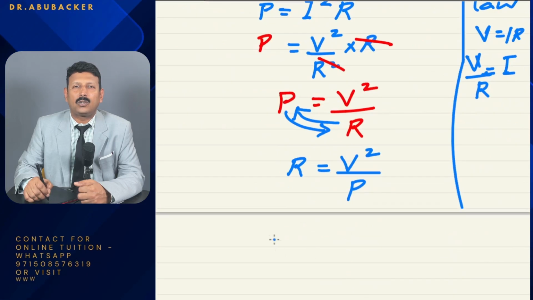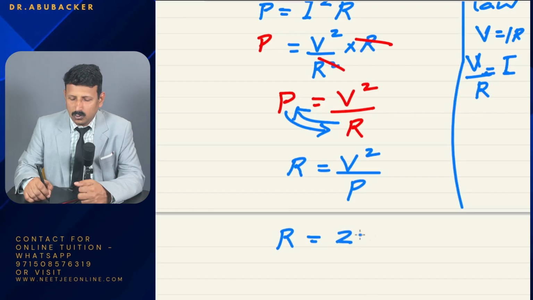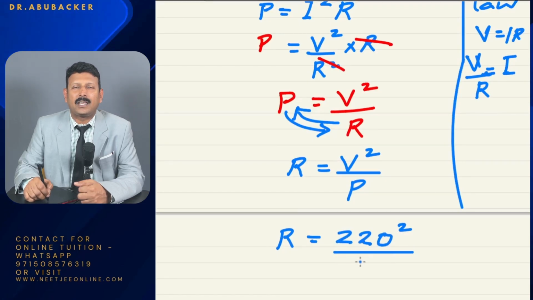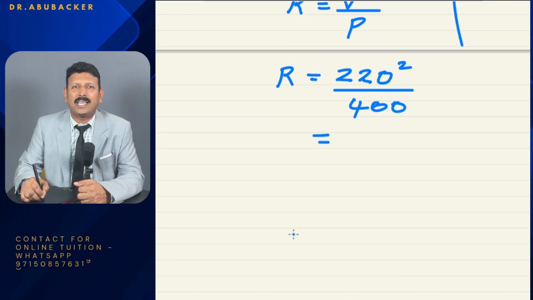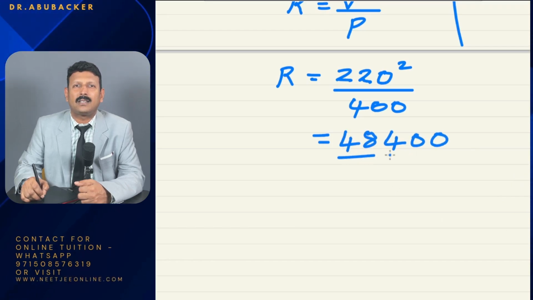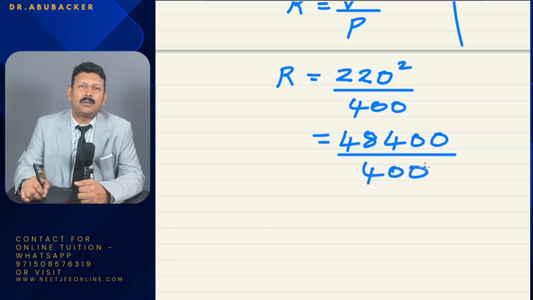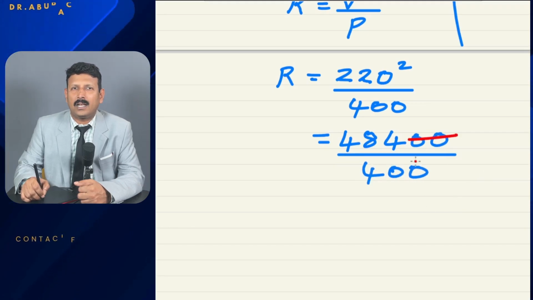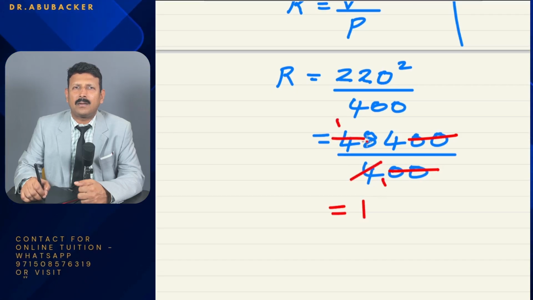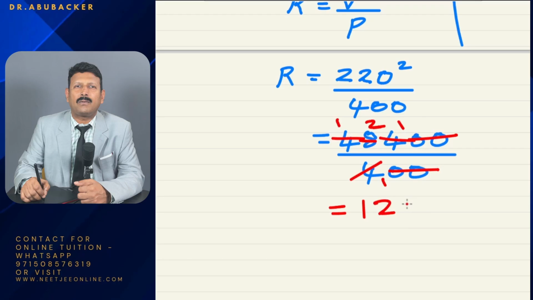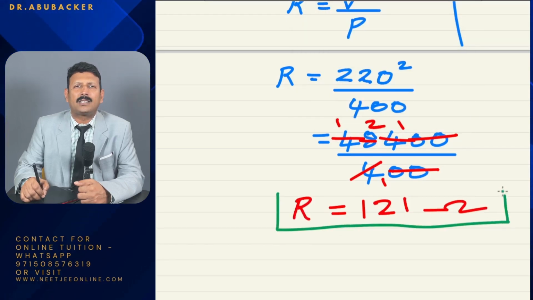What is the V square here? 220 volt, right? So 220 square divided by power, here is 400. So 22 square, what is 22 square? 484. And 2 zeros will come because it is 220 square. So 4840 divided by 400. Cancel 2 zeros. What is left now? Simplify. 484 we can divide: 4 is 1 time, 8 is 2 times, and 4 is 1 time, so 121. So resistance is equal to 121 ohm. This is enough. We found the resistance of the coil.